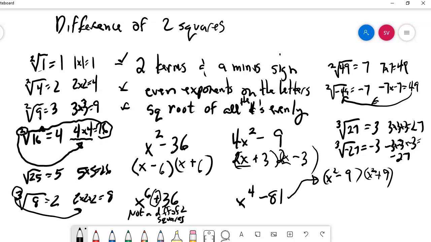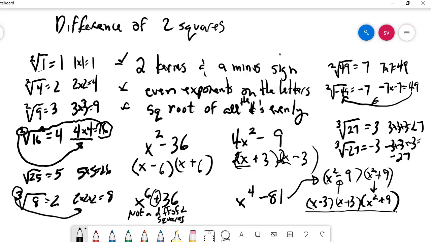Now we're still not done because this x squared minus 9 is a difference of 2 squares. We have 2 terms separated by a minus sign, even exponents. I could take the square root of the 9. So I could break that down into minus and plus. X squared breaks down into x and x. 9 breaks down into 3 and 3. And then we have our original x squared plus 9, which is not a difference of 2 squares because it has that plus sign.